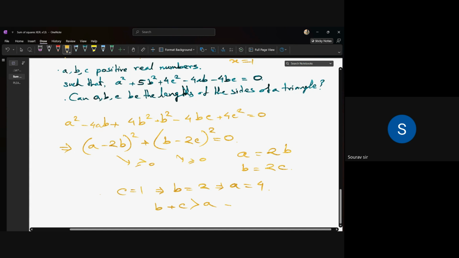So as we are getting these things, basically what are we getting? We have to get 2 plus 1 that is greater than 4. We know that 3 can never surpass 4. So that's why this A, B, C can never be the lengths of the sides of a triangle.